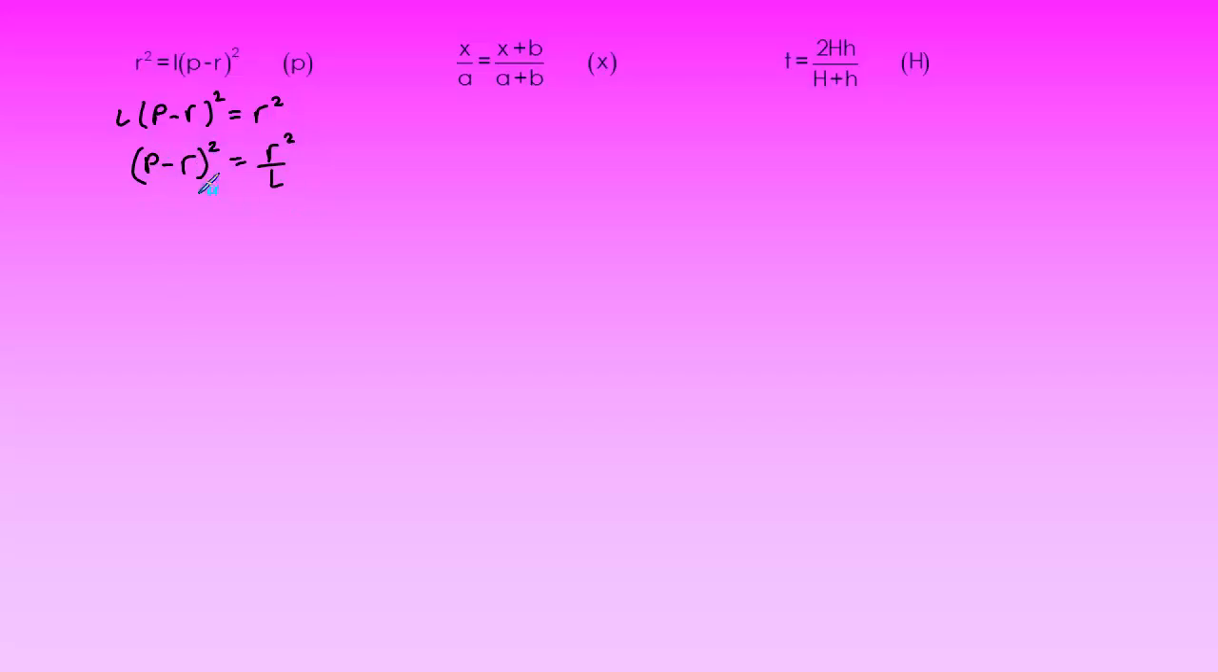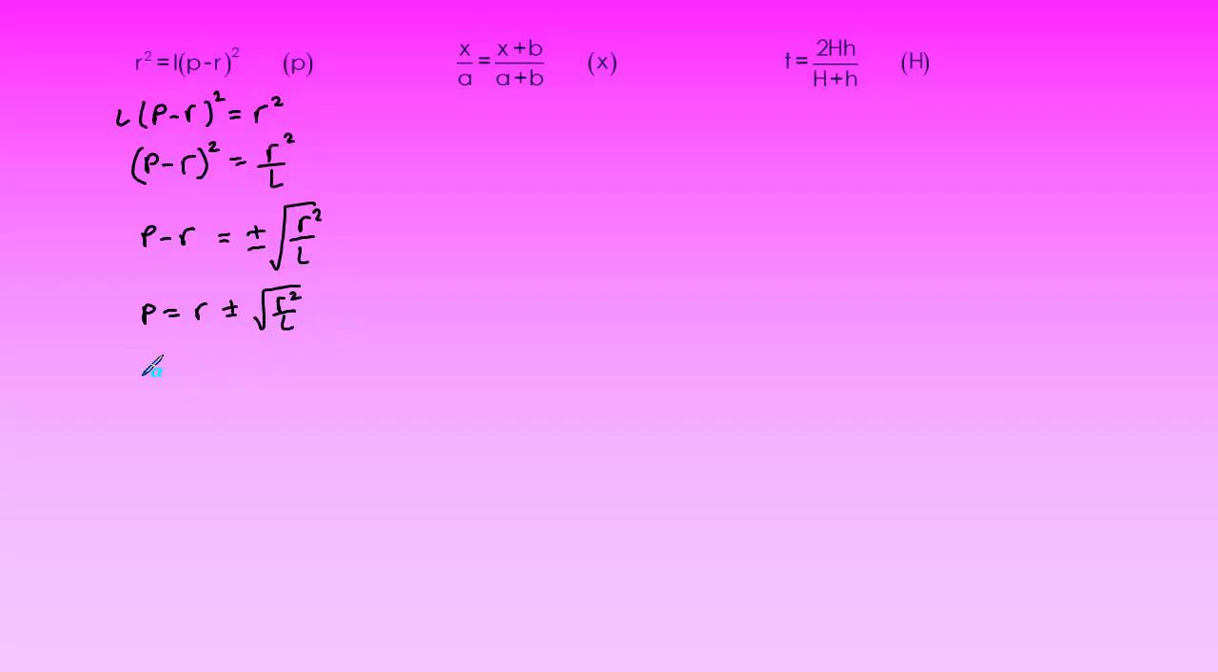Now we want to get rid of the squared here. Now if p minus r all squared is equal to this, then p minus r must be plus or minus the square root of r squared over L. Now bring the r to the other side, so that's adding r to both sides, and we get r plus or minus the square root of r squared over L.